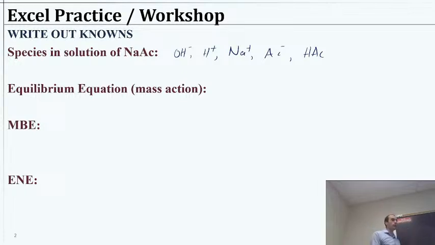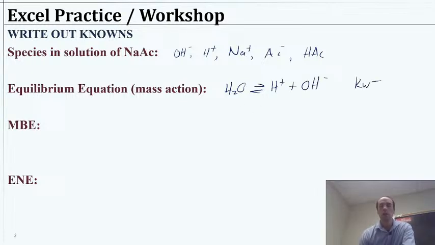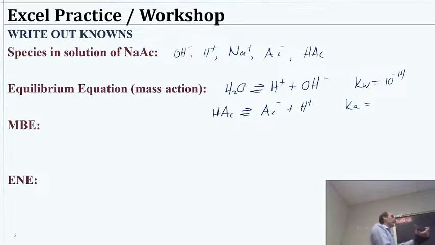And now we need the equilibrium equations, or mass action equations, we might call them. This is going to be for water. Its dissociation, and we know the Kw there. It's 10 to the minus 14. And then our acetic acid, HAC, in equilibrium with the acetate, AC minus, and H plus. And like I said, I need to look that up. I was basically taking this from an example, so I think I just forgot to grab that from the example.